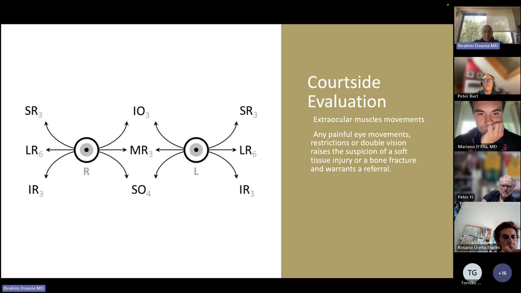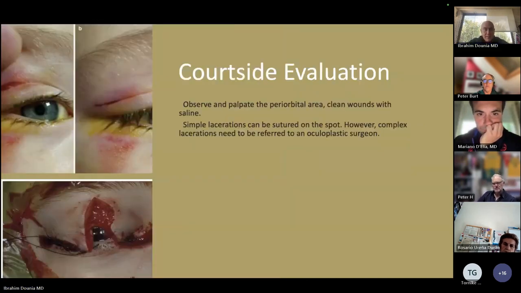How do we evaluate also? We put the eye drops, we look at the anterior chamber, then we look for the motility of the eye. We let the patient look to the right, to the left, up or down. Any painful movement, any restriction, any double vision, then we have to think of soft tissue injury or bone fracture, as we talked about earlier in our talk, and it warrants a referral. Look at the skin. If it's only skin, we said we can suture it at the court. If it's hard, then we have to refer to oculoplastics.